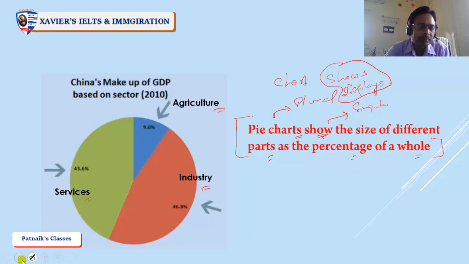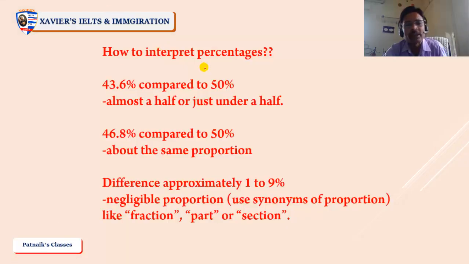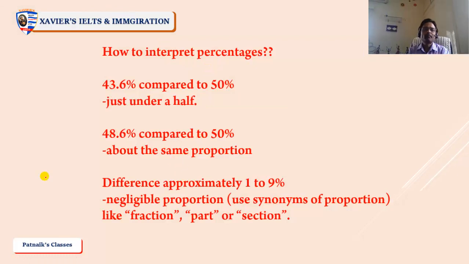Then how to interpret percentages, right? Okay, how to interpret percentages. Suppose I want to interpret or compare 43.6 to 50%, right? So what kind of word? Just under a half. I can use this phrase to represent these differences, right? Similarly, for 48.6 compared to 50, I will use about the same proportion, not under, right? Because 48.6 is not much difference to 50%, right?